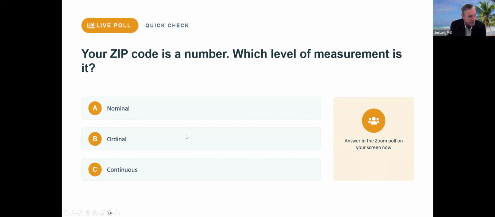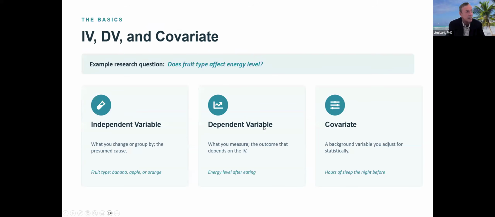Okay. All right. Let's go to the next one here. IVs, DVs, covariates. Also mission critical to know. That is, you need to know what your outcome dependent variable is. You need to know if you have an independent variable, what that is as well. So the example, does fruit type affect energy level? Or the differences in energy level by fruit type.